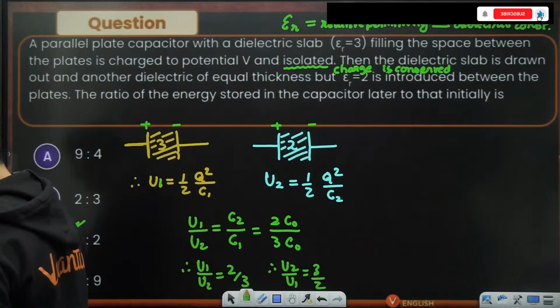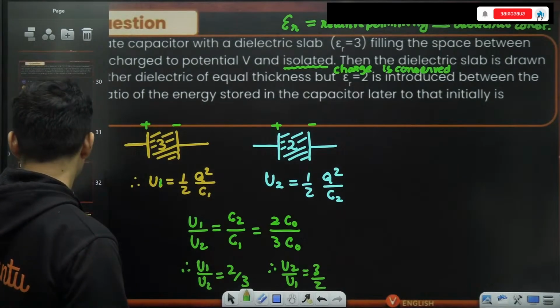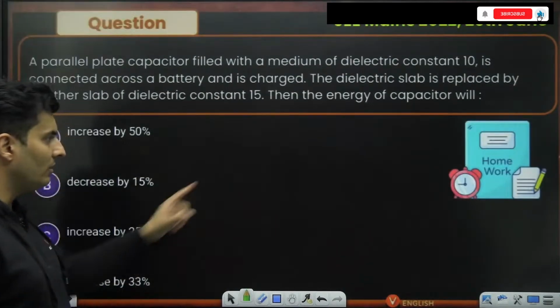Okay, perfect. Now going on to the next question, but this question you have to solve as homework.